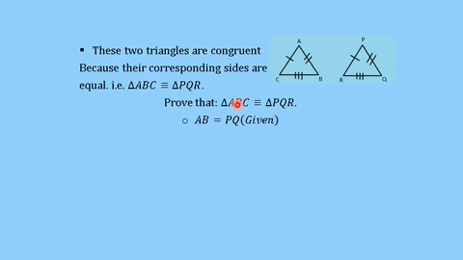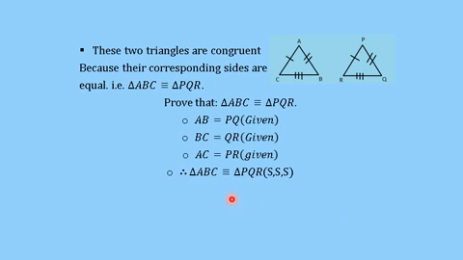Then let's go to the last 2 letters in triangle ABC and PQR: BC and QR. BC is marked there, QR is marked there. It means BC equals QR. Reason given. Similarly, AC equals PR, given. So do not just cram, that reason will always be given.